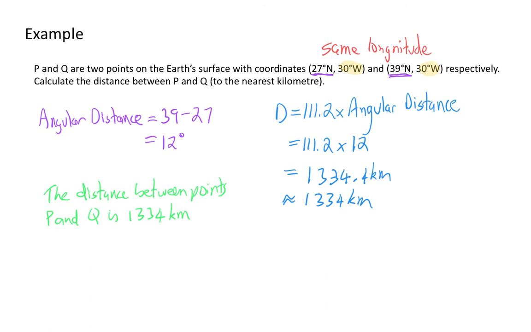So that's an example of how to find the distance between two locations where those two locations have the same longitude.